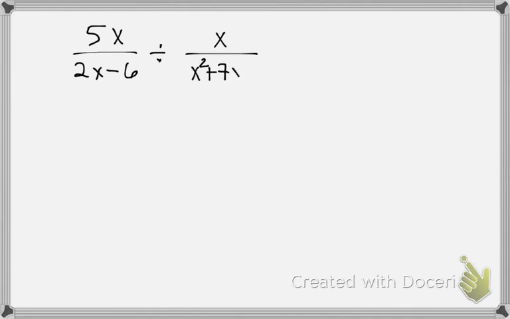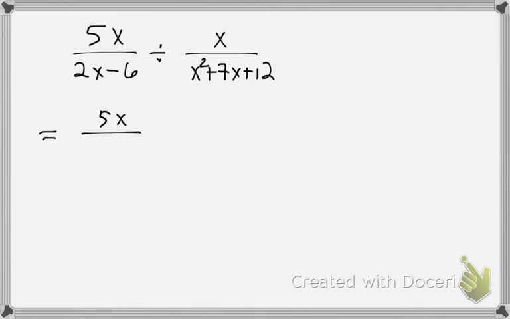Let's do one more. What if I give you 5x over 2x minus 6 divided by x over x squared plus 7x plus 12. I want you guys to take the reins. You're getting too quiet on me. Tell me what to write next. You tell me what to write.